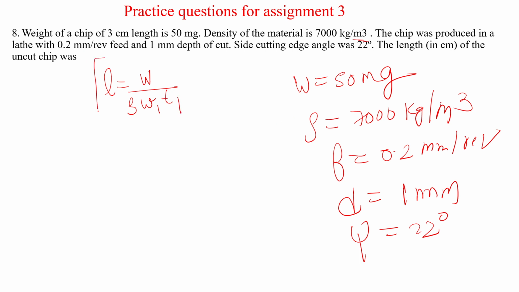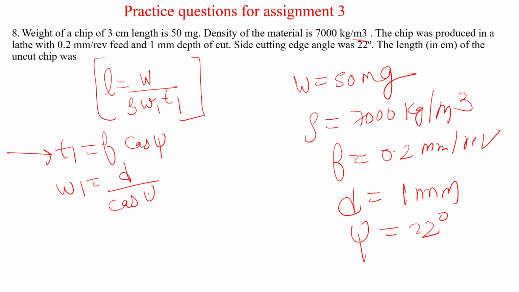Just you need to first find small w1 and small t1. I have already told you the formula for small w1 and small t1. You have t1 is equal to f cos psi and w1 is equal to d by cos phi. Just use it and find them. Can anyone tell me the value of t1 and w1 first?